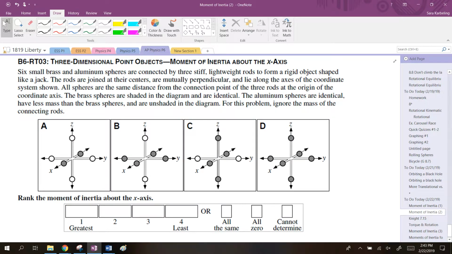I just drew it. All right. So take a look over here, friends.